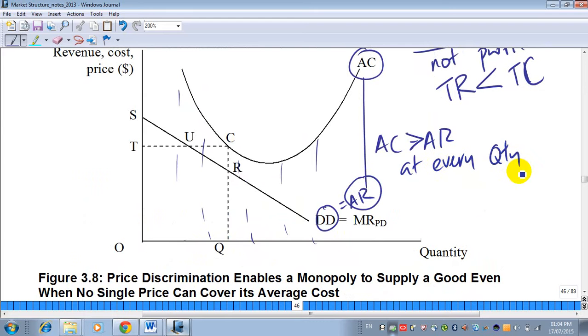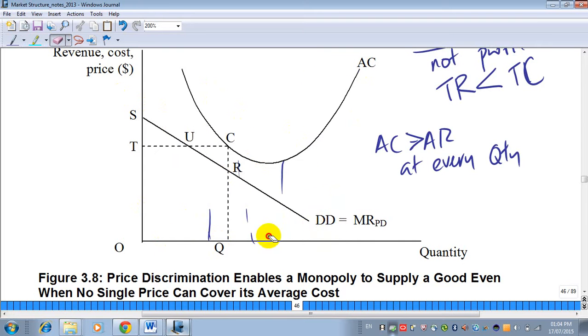Think about it. If you are an economic agent, a producer, you will not want to supply this good at all, because at every single quantity, the AC is greater than the AR. You will not want to produce this good, and this good will not be supplied, because at every single quantity, the AC, the cost, is greater than the revenue. It is simply not profitable to produce this good.